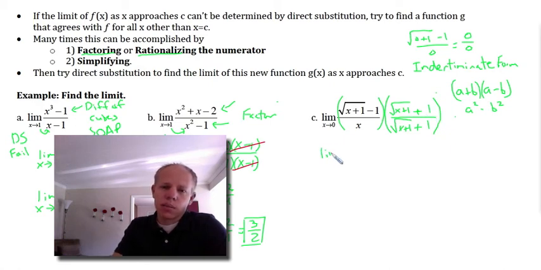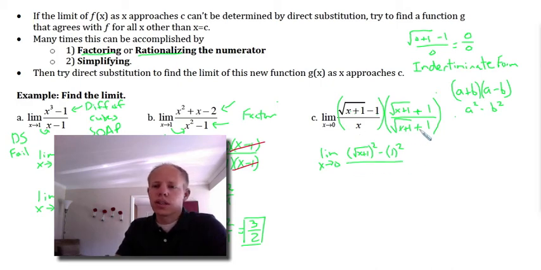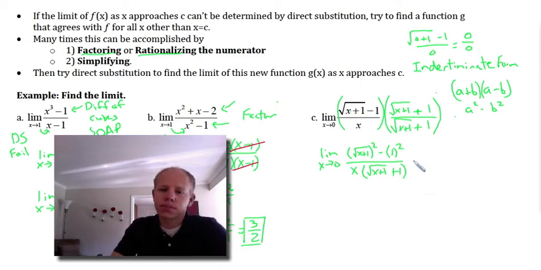So let's rewrite the limit as x goes to 0. And here's a and here's b, and it's going to be a squared minus b squared. So we have the square root of x plus 1 squared minus b squared. And that's going to become our numerator. The denominator, we're actually going to leave factored. So we don't want to multiply that together. It might just confuse the issue. So we're going to leave it just like this for now.